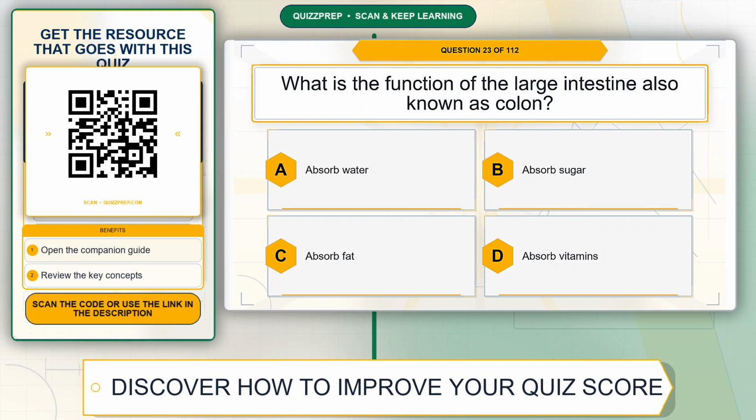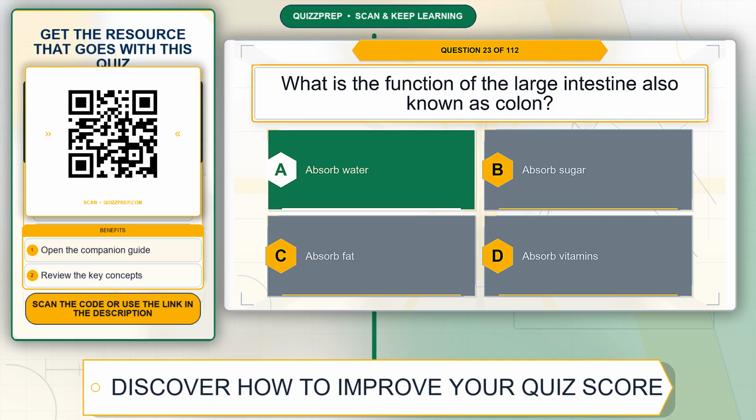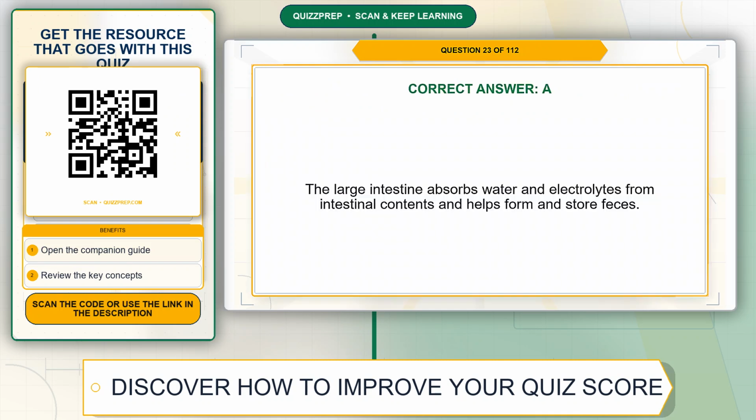Question 23. What is the function of the large intestine, also known as colon? Option A, absorb water. Option B, absorb sugar. Option C, absorb fat. Option D, absorb vitamins. The correct answer is option A, absorb water. Explanation. The large intestine absorbs water and electrolytes from intestinal contents and helps form and store feces.